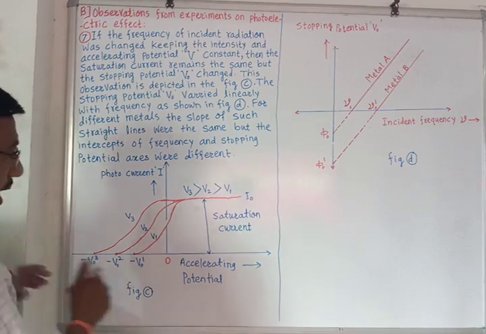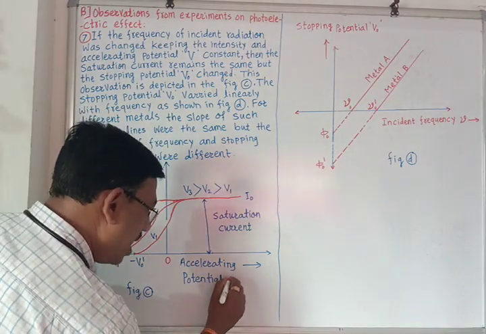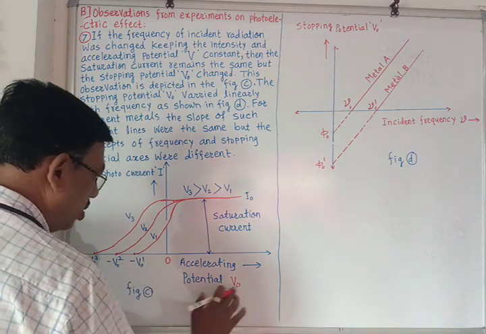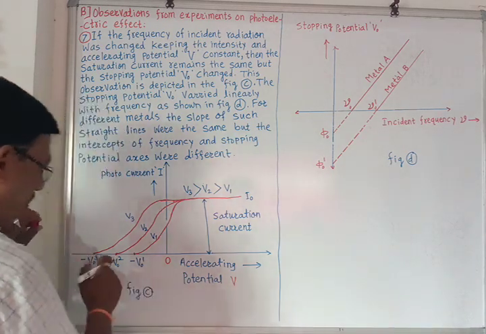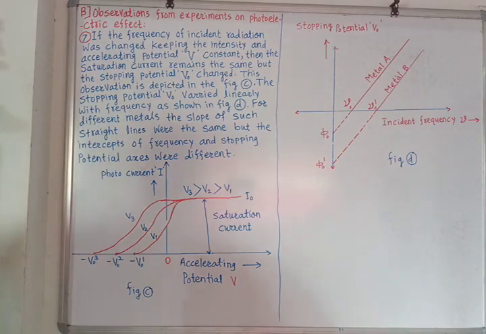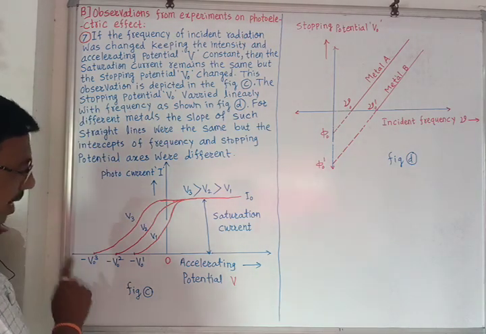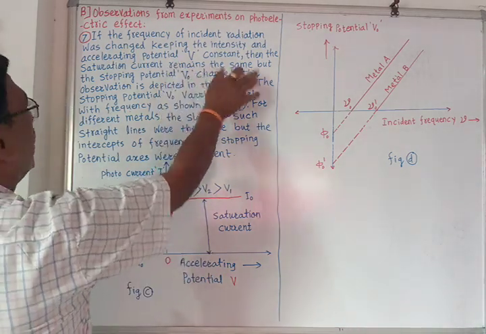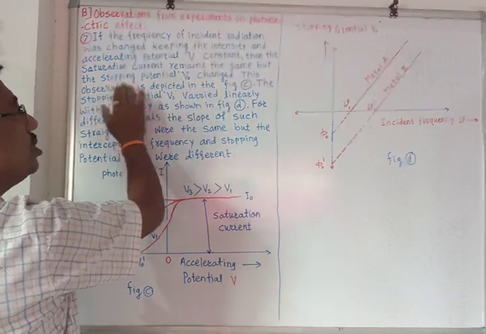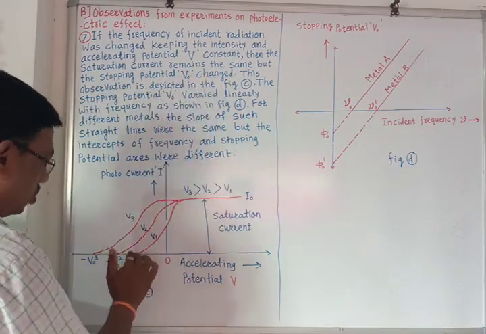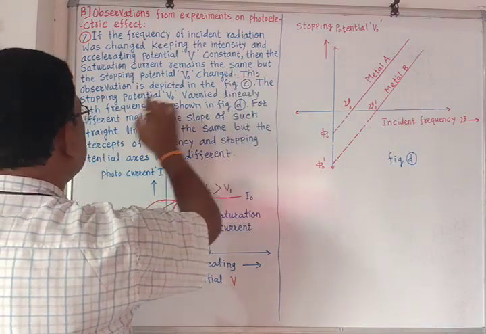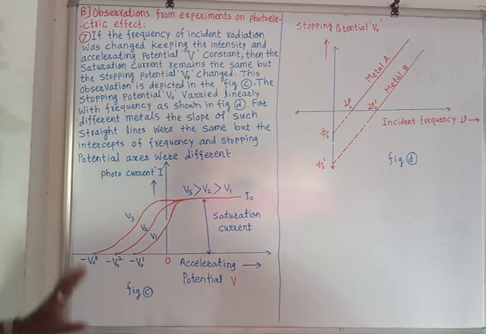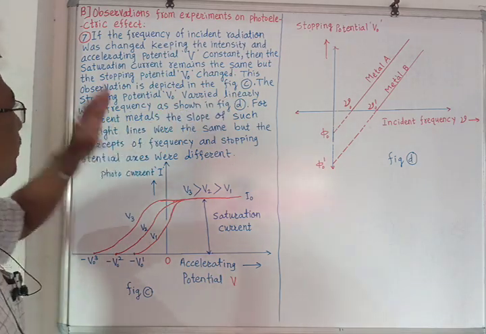आता बघा, इकडे accelerating potential V आहे आणि इकडे stopping potential V0 आहे. तर V0 हे चेंज होत आहे. तर हा V constant आहे. Then the saturation current remains the same, but the stopping potential V0 changes. This observation is depicted in the figure C. Figure C मध्ये हे observation दाखविलेले आहे.